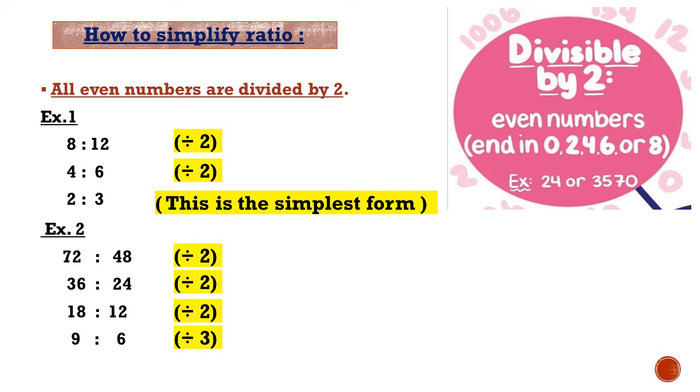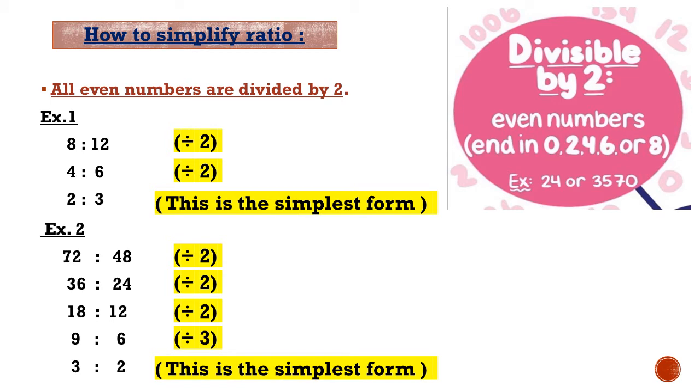Yes, divide both of them by 3. 9 divided by 3 equals 3, and 6 divided by 3 equals 2. 3 and 2 are 2 consecutive numbers. Then this is the simplest form of the ratio.